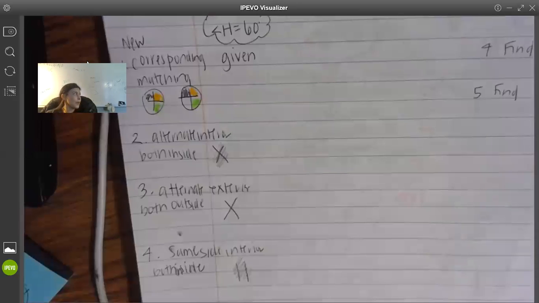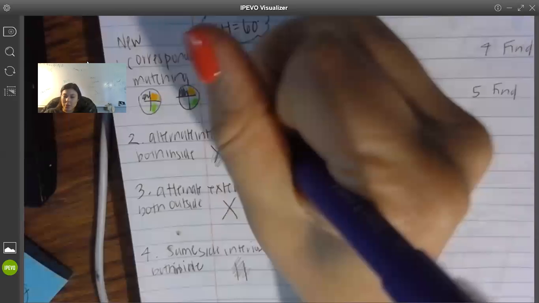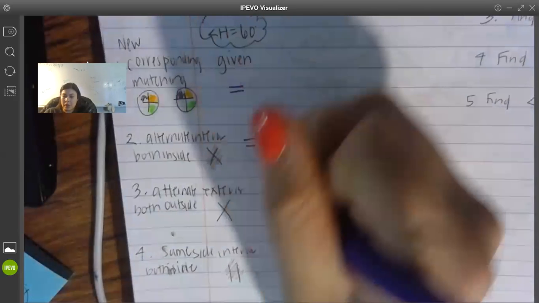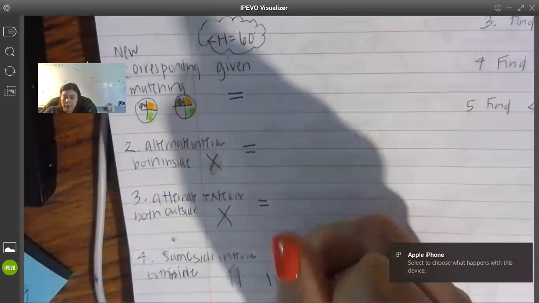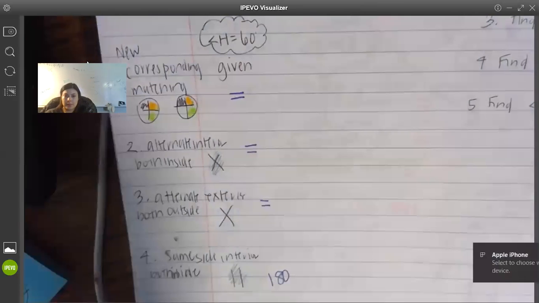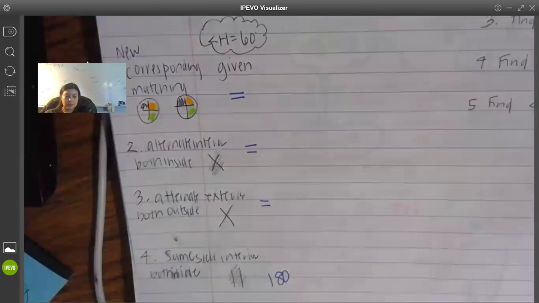Now, remember, these are equal. These are equal. These are equal. They're the same. These are 180. Copy, copy, copy.